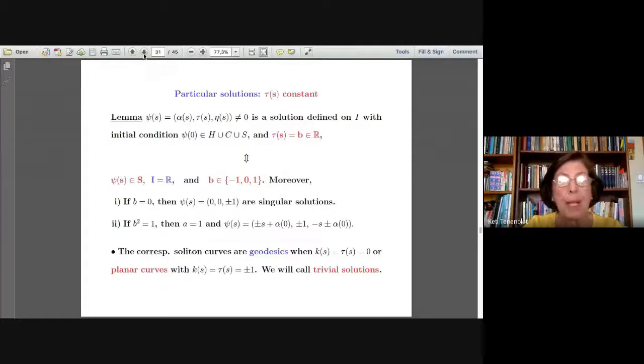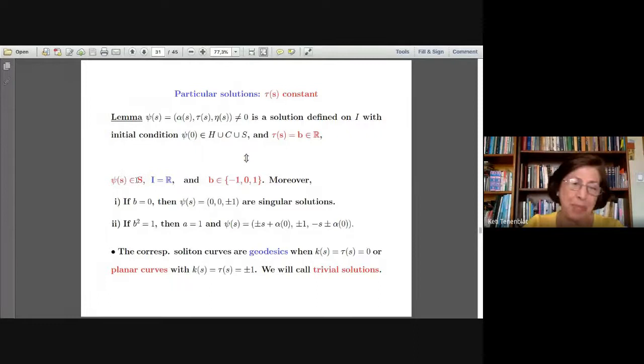Okay, now I want to mention particular solutions of this problem when tau is constant. As I said, we will call them trivial solutions. So assume that you have a solution of the ODE defined on the interval I, and suppose that psi of zero is in one of those sets, and you want tau to be constant. When tau is equal to a constant B, this means that the curvature is constant, because the curvature is a times tau. So this can only happen if the initial condition is in S. So psi of s will always be in S.